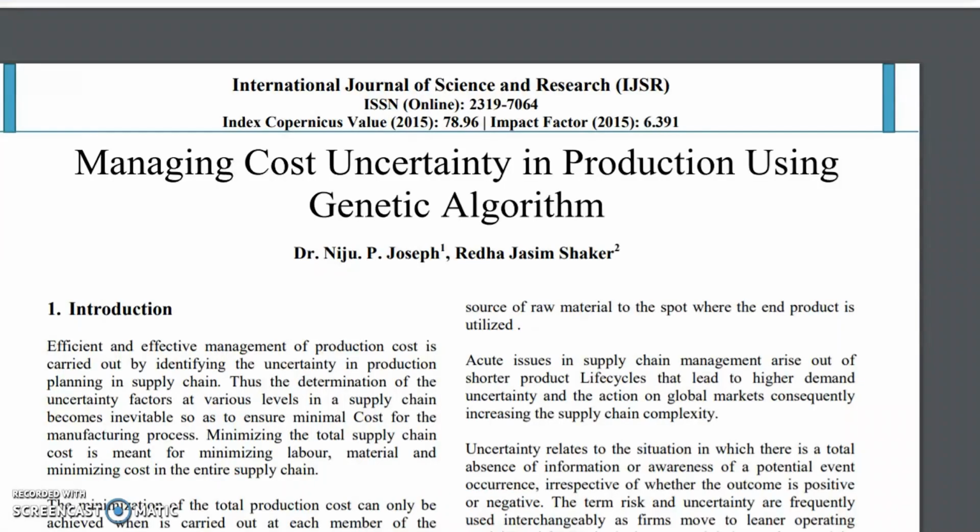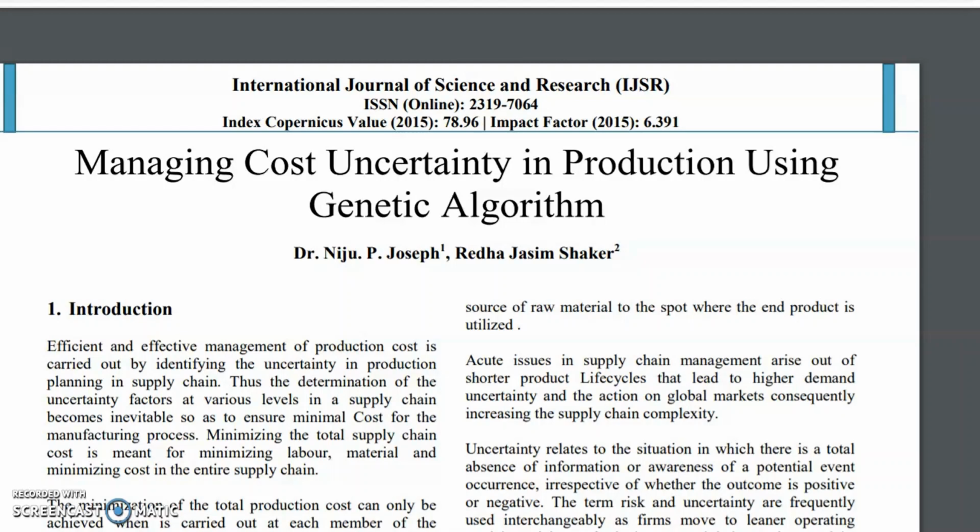And so the paper of interest here was published in the year 2017. The title of the paper is Managing Cost Uncertainty in Production Using Genetic Algorithm.